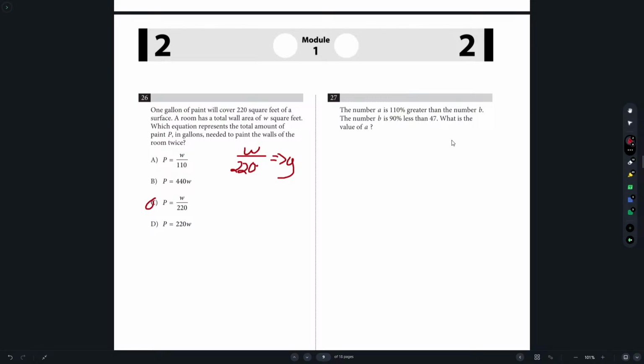The number A is 110% greater than B, so A is, let's see, no, that's not how we compute this. The number A is 110% greater than the number B. The number B is 90% less than 47. What is the value of A? Well, B is 47 times 0.9, and A is equal to 1.1 times B.